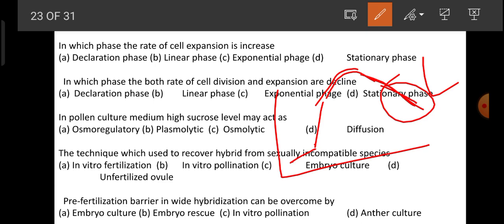In pollen culture medium, high sucrose level may act as. Options are osmoregulatory, plasmolytic, osmolytic, and diffusion.